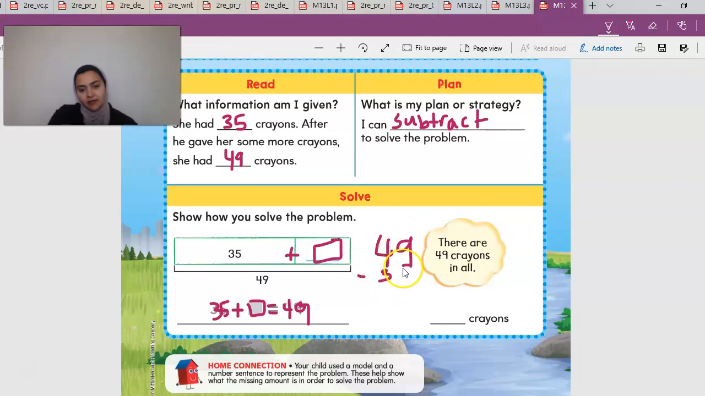How many there are in all, which is 49, take away how much she had before her dad gave her some more. So 9 take away 5 is 4, and 4 take away 3 is 1. So they have 14 crowns. Okay, so her dad gave her 14 crowns. And to check that, you can say 35 plus 14 is what? And you will get 49.